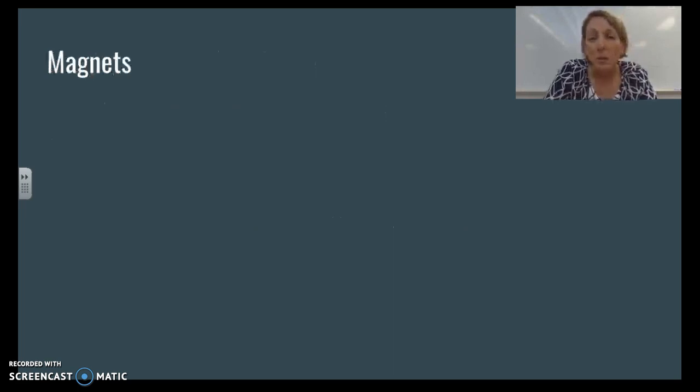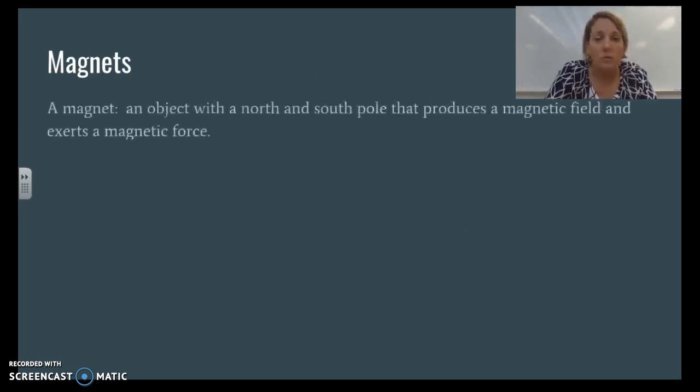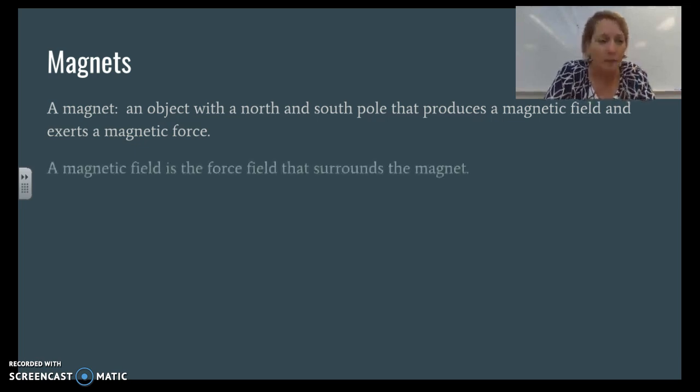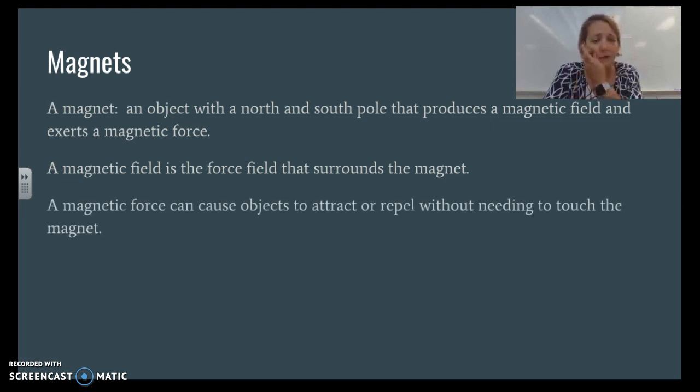Magnets are another force that can be described in this objective. A magnet is an object with a north and south pole that produces a magnetic field and exerts a force. We've all used magnets before. I have them on my fridge. I have them on the board behind me. A magnetic field is the force field that surrounds the magnet. A magnetic force can cause objects to attract, come together, or repel, move apart, without needing to touch the magnet.